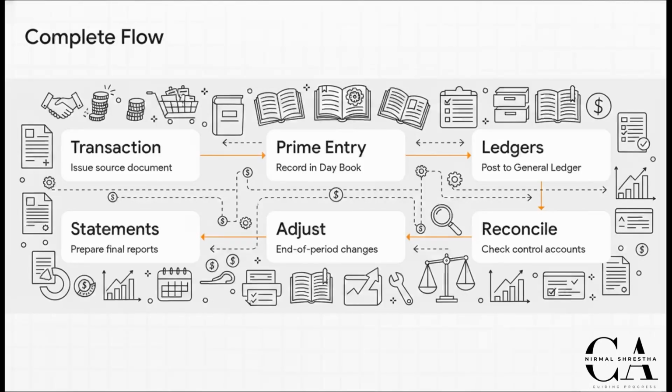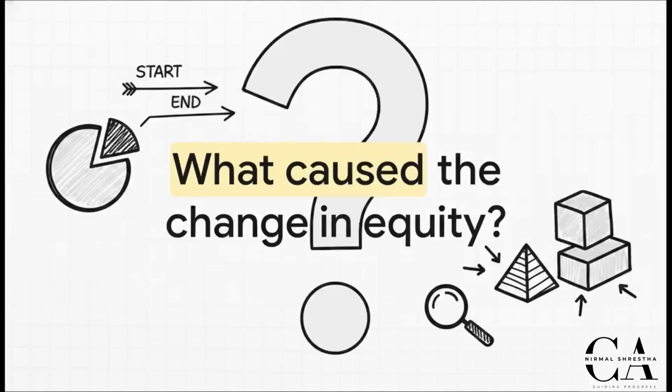It is a highly structured, foolproof flow. But here's the question you should be asking yourself as we move from granular mechanics to overarching outputs: what caused the change in equity? When you look at the beginning of the year versus the end, how exactly did the owner's slice of the pie get bigger or smaller? To answer that, we need the finished products.